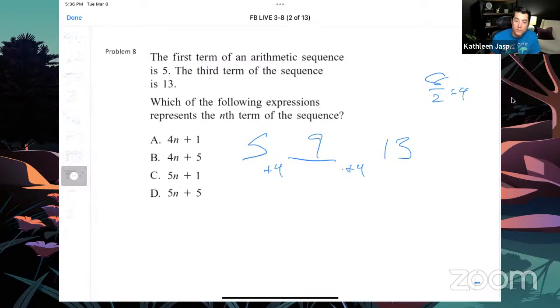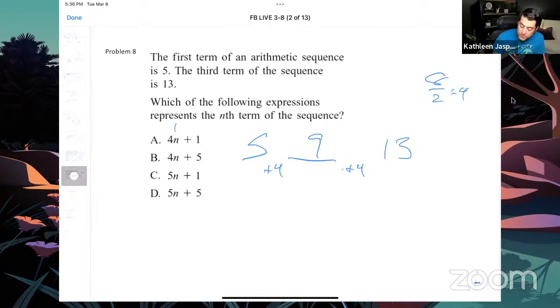So they want to know which of the following expressions represents the nth term of the sequence. With this answer choice, I want to go ahead and put n in as whatever. It can be the first, the second, or the third. So if it's the first one, I'll put a 1 in for n.